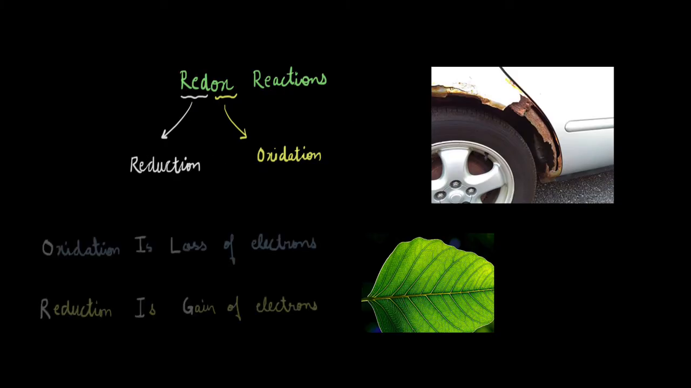And we know from before what oxidation and reduction are. Oxidation is the loss of electrons and reduction is the gain of electrons. So redox reactions are those reactions in which some species undergo oxidation, whereas others undergo reduction. Or in other words, we can say that some species lose electrons while others gain electrons. So let's take an example and understand this better.